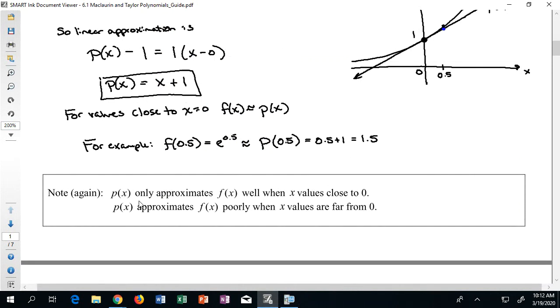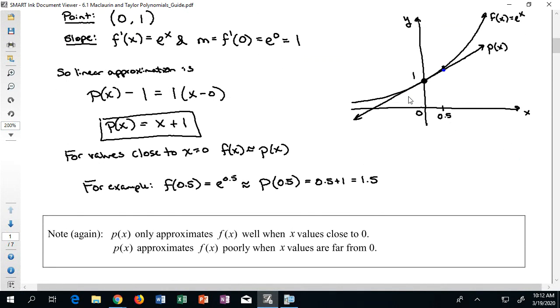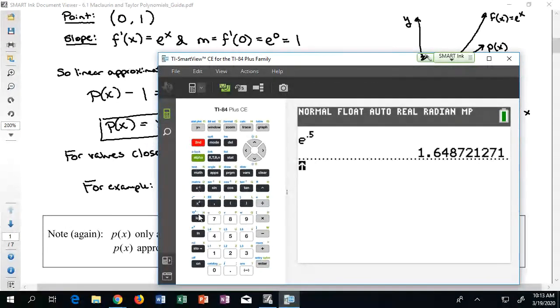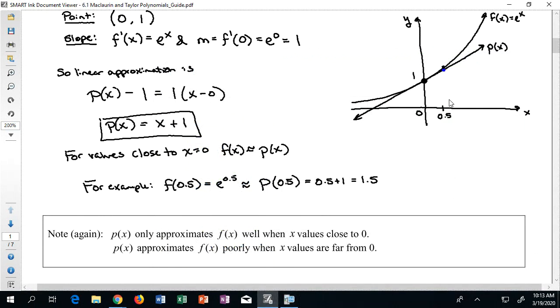Note again, p of x only approximates f of x well for values that are close to 0. And it will do a very poor job of approximations if I pick x values that are far away from 0. Notice if I wanted to do 10, then I would say, well, f of 10 would be e to the 10th power. But if I plug 10 into this line formula, I would get 11. And I can see that if I do e to the power 10, I am definitely nowhere close to 11. So the further away I get from plugging in 0, the worse and worse the approximation becomes. And I can see that as the gap between these two things continues to grow.